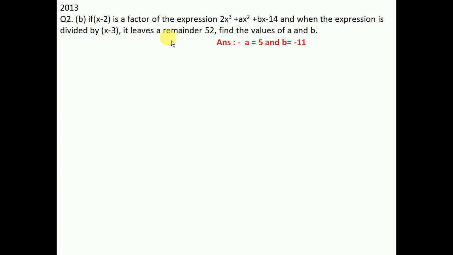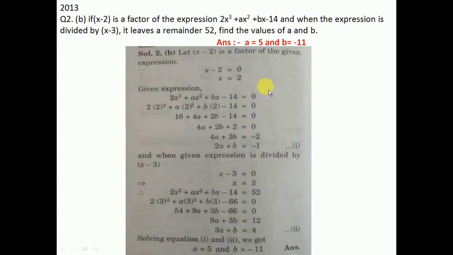And when the expression is divided by x minus 3, put x is equal to 3. For the same expression, the remainder is 52, so equal to 52. First, x minus 2 means x is equal to 2. You substitute, because it is a factor, so equal to 0. You got one equation. Now x minus 3 means x is equal to 3. You replace in the same expression, but the remainder is 52 in this case. Now you got one more equation.